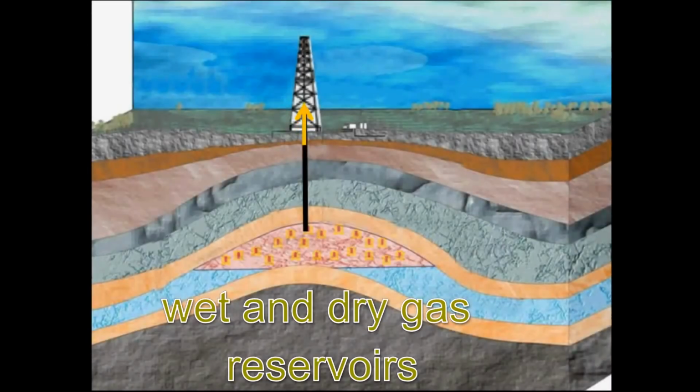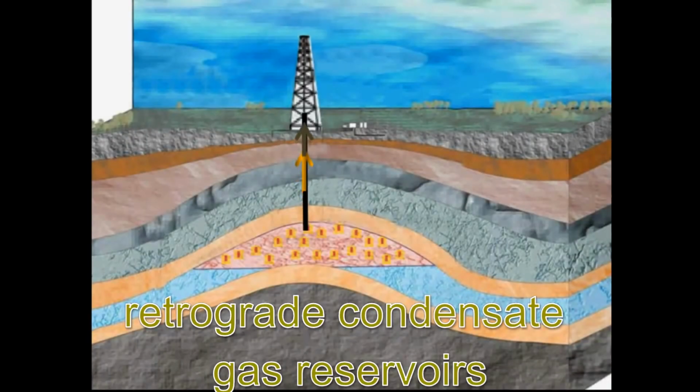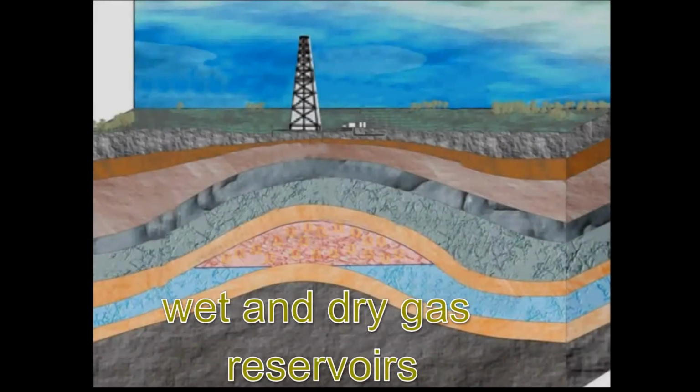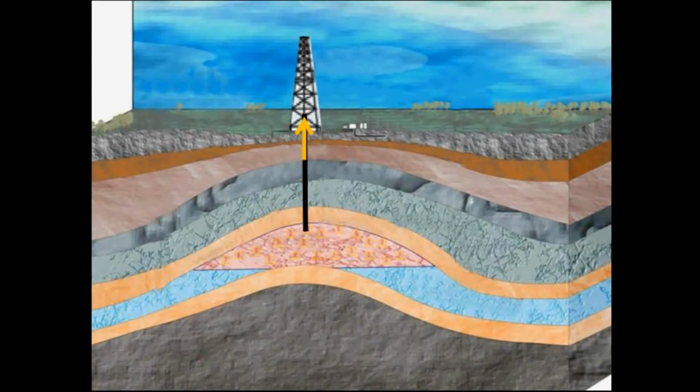There is a drive used in both wet and dry gas reservoirs and another drive in retrograde condensate gas reservoirs. In wet and dry gas reservoirs, the gas within has extremely low viscosity, allowing it to flow readily through the formation to the well. The operation of the gas expansion drive mechanism is therefore quite simple. As the pressure drops, the gas expands into the wellbore.